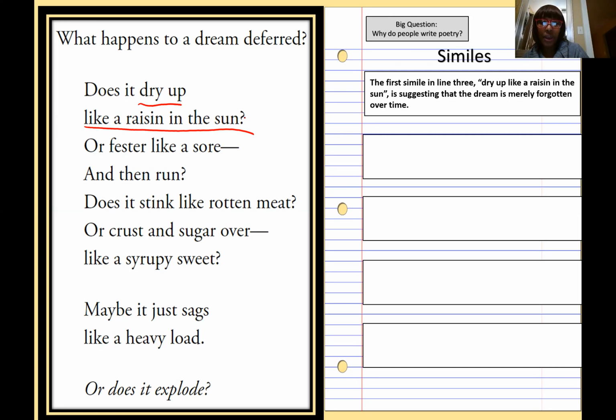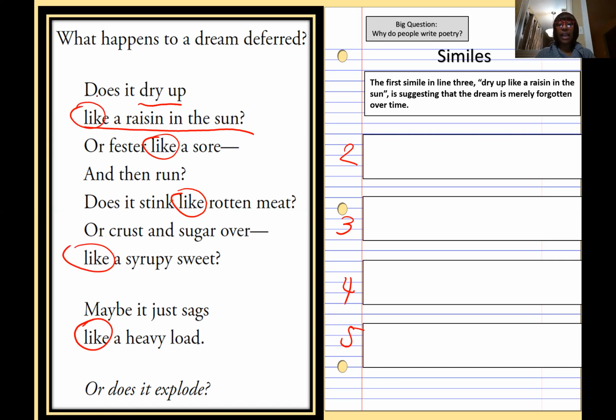So what I want you to do today is to find the other similes. We have 3, 4, 5. And we're looking for the word like. And there are some more examples as well. I want you to look for like, and I want you to write those examples down on your similes page. But I want you to interpret what you think it means. What do you think it means?